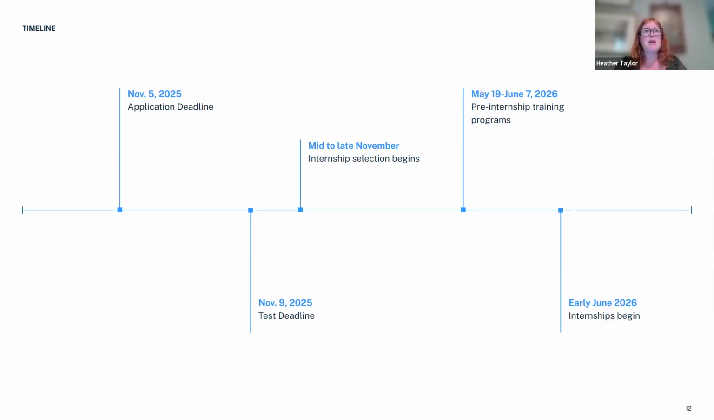So I know people email me like, well, what if I start it at like 11:10 and I don't know the answer? I would just say don't wait that long. Don't test the limits. Just try to get it done before November 9th. And then mid to late November, we'll start reviewing the tests and the applications. Our pre-internship training programs begin in May and June, and then the internships begin in early June 2026.